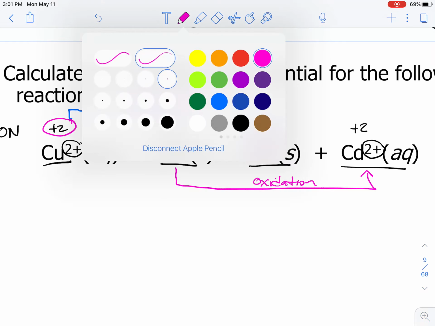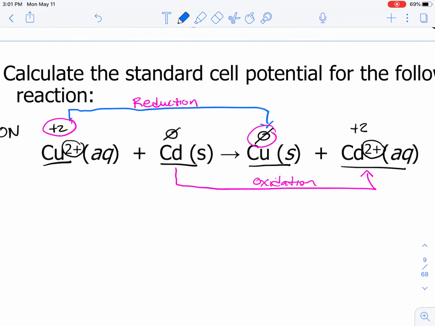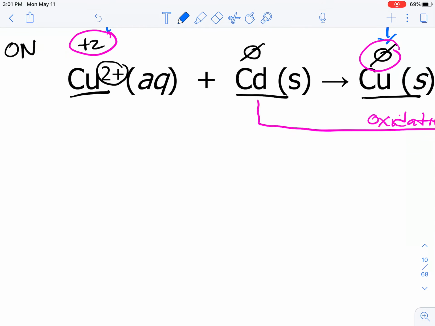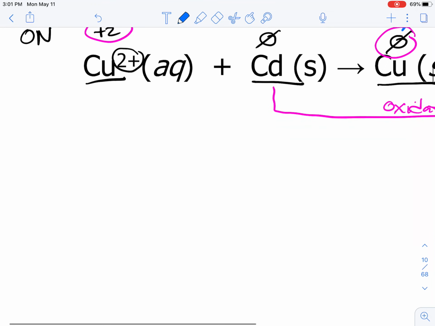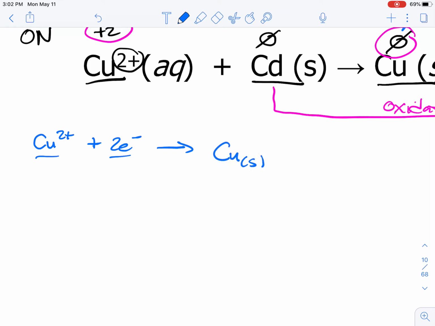And so if I wanted to, I can just go ahead and write out my half reactions to represent the reduction and oxidation. So for reduction, I know that I'm going to have copper 2 plus and 2 electrons. And it's 2 electrons because here we have a positive 2 charge. And when these two reactants come together, it's going to form copper solid. So this is reduction.